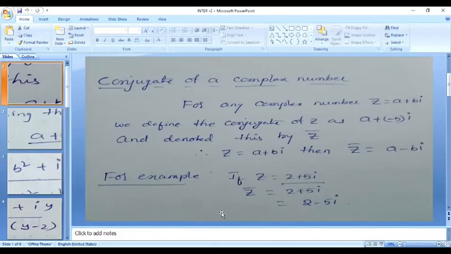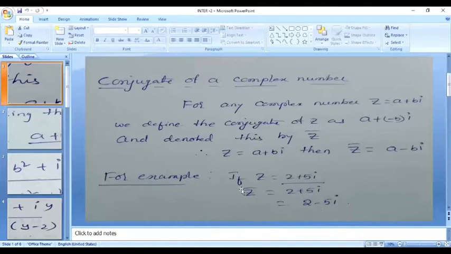Suppose we take for example, if z equals 2 plus 5i, then z bar equals the bar of 2 plus 5i, that is equal to 2 minus 5i. Just simply, in place of plus we put minus. That is, we replace plus by minus. So 2 plus 5i becomes 2 minus 5i. This is a simple definition of the conjugate of a complex number.